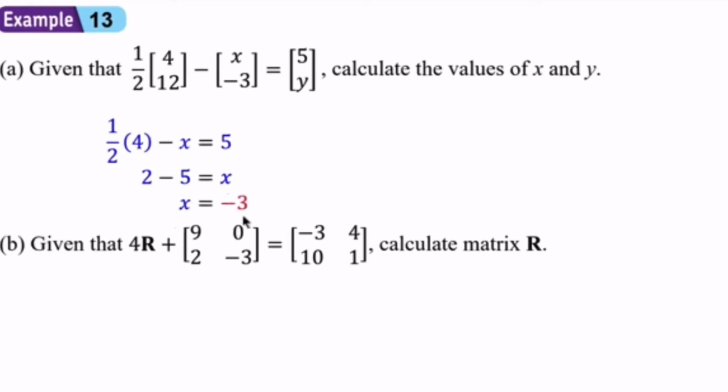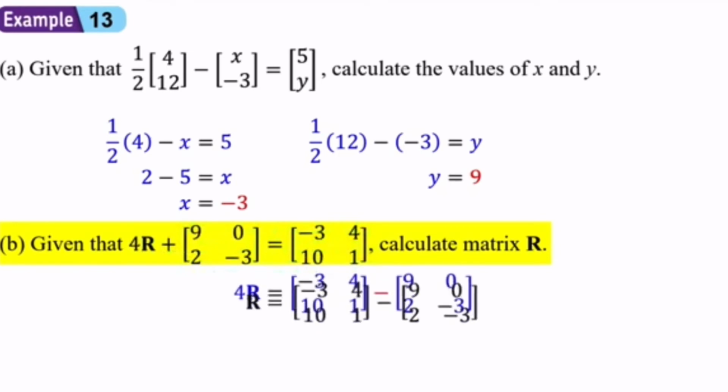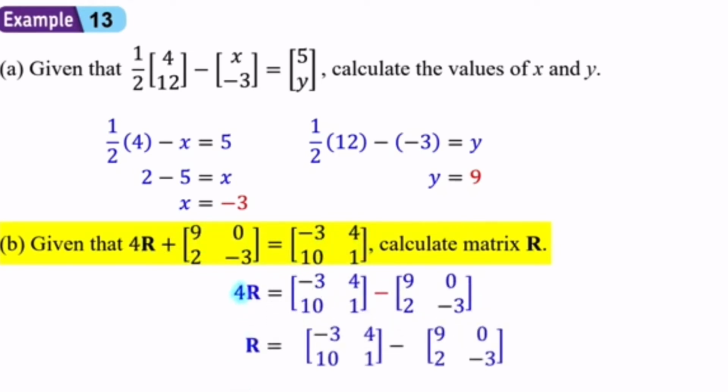So that means 2 minus 5 equal to x. X is negative 3. And 1 over 2 times 12 minus negative 3 equal to y. So you need to be very careful when you do the operation for matrices. So let's see B. You're given 4 times the matrix, plus a matrix, equal to the other matrix. So you can bring the matrix at the left to the right to be minus. Then you subtract carefully one by one before you divide by 4. So the last step is divide by 4. You can write it as 1 over 4. So it seems like the matrix is 1 over 4 times the matrix. So in short, you have to multiply every corresponding element by 1 over 4.